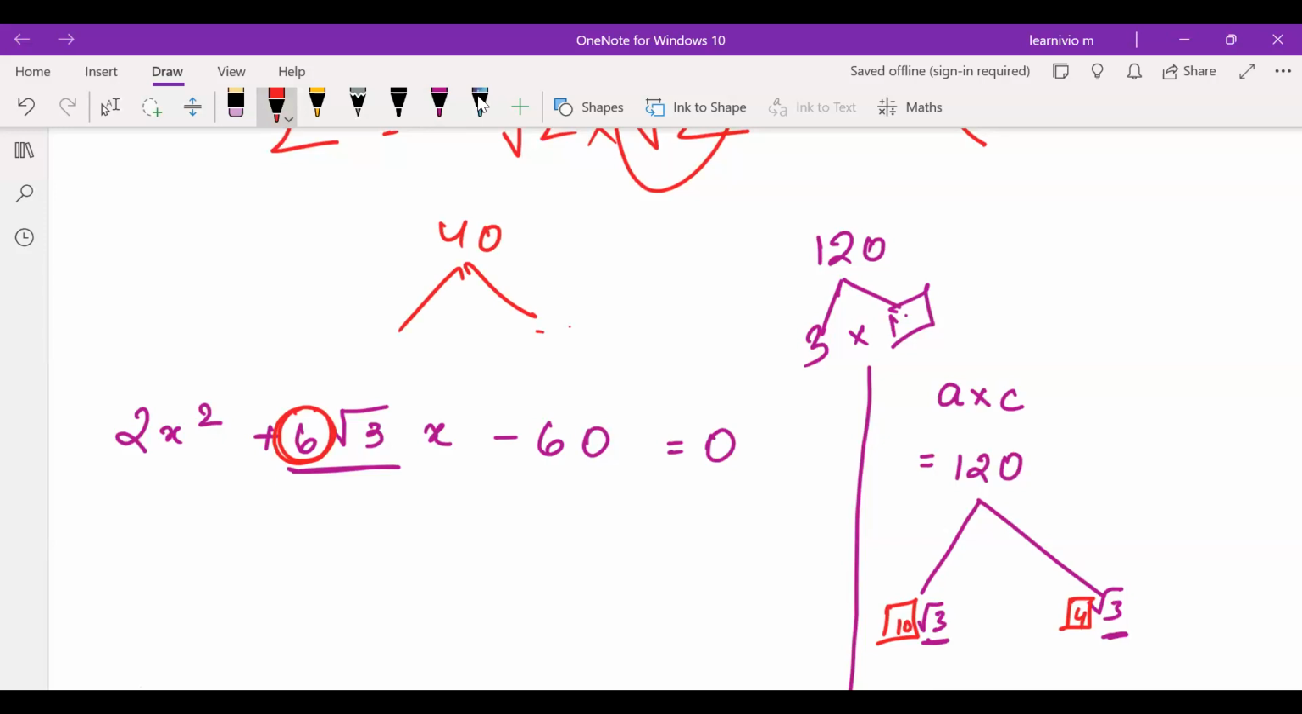Okay, let's write it over here. We will be having 10 root 3 and 4 root 3. Which one is positive? Which one is negative? Either both will be positive, or both will be negative, or one of each. Because of subtracting, 10 root 3 will be positive and 4 root 3 will be negative. It becomes 10 root 3x minus 4 root 3x.